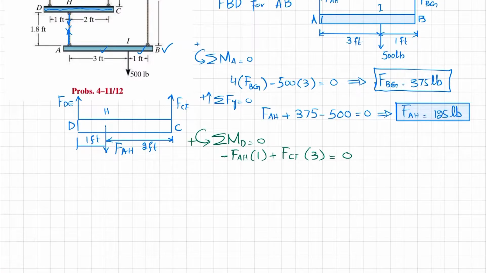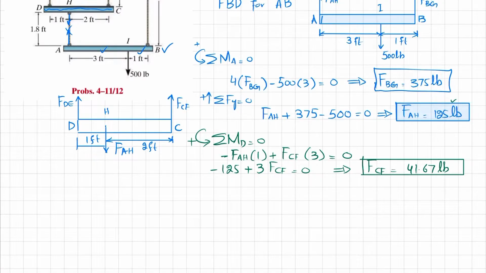Now you can see FAH is 125. Clear? So we will write minus 125 into 1, that is 125, plus 3 FCF is equal to 0. So from here you will get FCF equal to 41.67 pound.